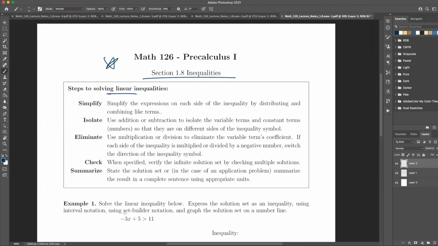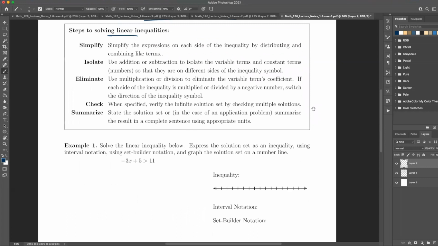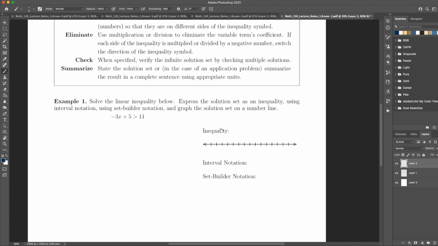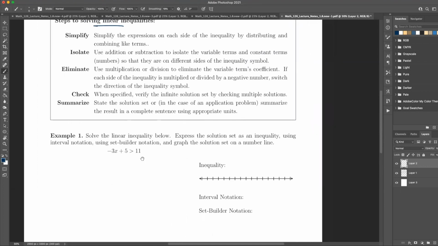So you're going to put the variable on one side and the constant term on the other. You're going to eliminate the coefficient. You're going to check, and then you write it in a bunch of different ways. I'll just go over this briefly. So what do we do here? The first thing we want to do is simplify. This is about as simple as we can get.